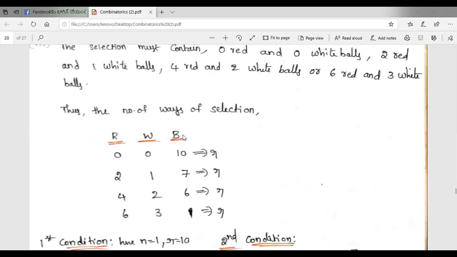Suppose red, white, blue. In this selection, no red ball is contained and no white ball appears. So the remaining 10 are selected from the blue box, so r is equal to 10. In the next selection, there are 2 red balls and 1 white ball. So here the selection has twice as many red as white.